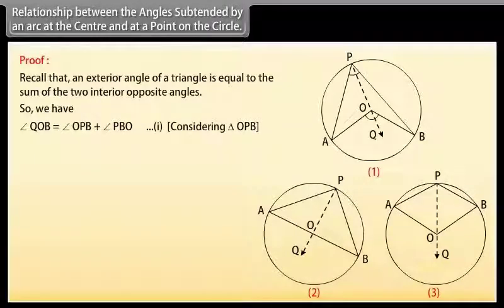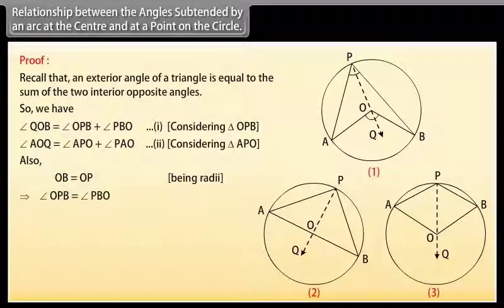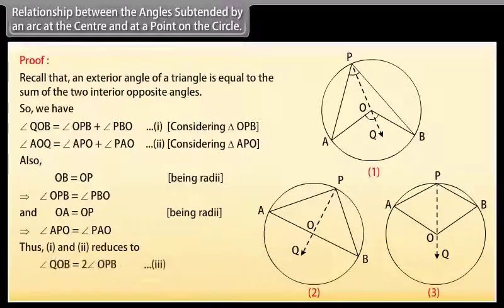1. Considering triangle OPB, angle AOQ is equal to angle APO plus angle PAO. 2. Considering triangle APO. Also, OB is equal to OP, being radii. Angle OPB is equal to angle PBO, and OA is equal to OP, being radii. Similarly, angle APO is equal to angle PAO, thus 1 and 2 reduce to angle QOB as 2 into angle OPB, 3. Angle AOQ is equal to 2 angle APO, 4.